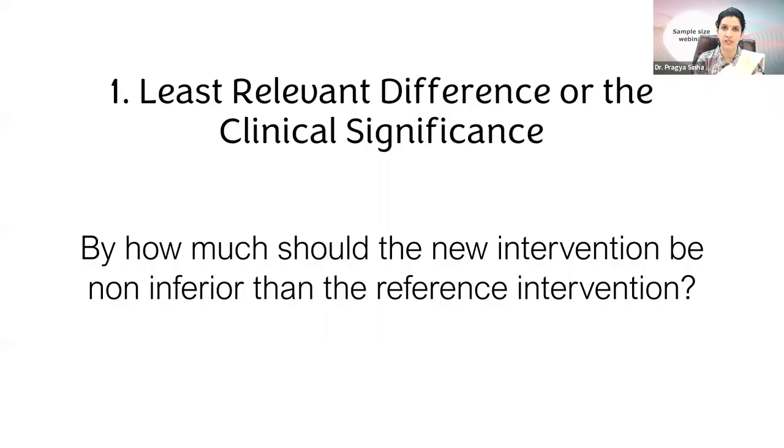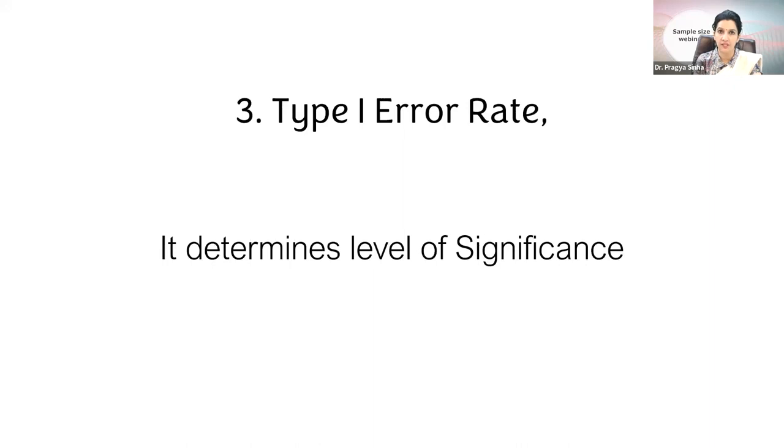We have discussed the least relevant difference or the clinical significance. By how much should the new intervention be non-inferior to the reference intervention or the existing intervention? We have discussed that we do a thorough literature search and we take the previous literature and we do the consultation also. By these two, we decide on a non-inferiority margin. Then we set the type 1 error rate, which is the alpha error. Usually we keep this error at 5%, but in many studies, you will see that the researchers keep it at 2.5% also.